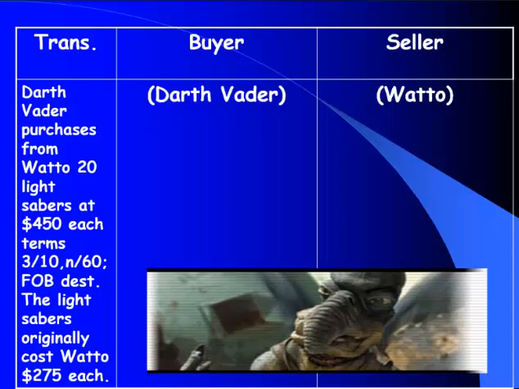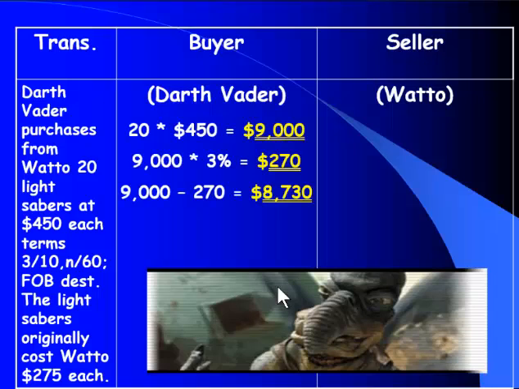Terms $310, net $60, FOB destination. The lightsabers originally cost Watto $275 each. Is this going to be a cash or a credit transaction? Credit. How do we know that? Terms. What amount am I going to record this transaction at? $9,000 total to start with. We knock 3% off of that, which is $270. $9,000 minus the $270 says we're going to record the purchase and the sale at $87.30.